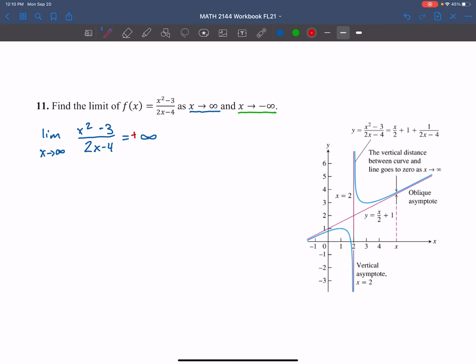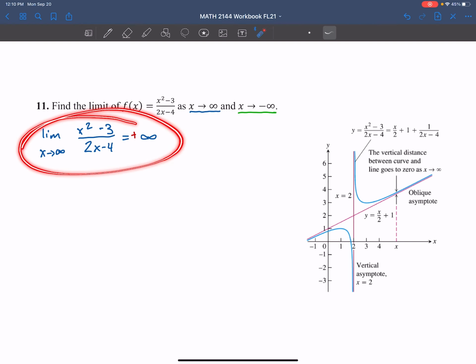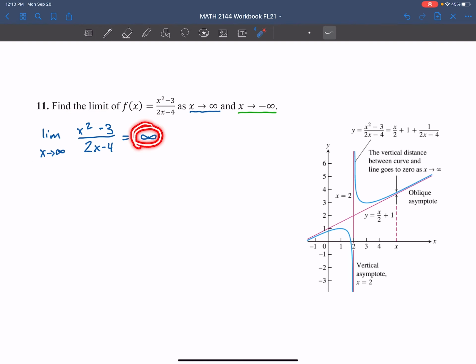So the negative one is really the one you have to watch out for, and I'll explain why in a sec. But let's, again, look at graphically what this is saying. Because the limit is equal to infinity, what that means is that as we go to the right, as we go to positive infinity, the graph is going to continue to grow.